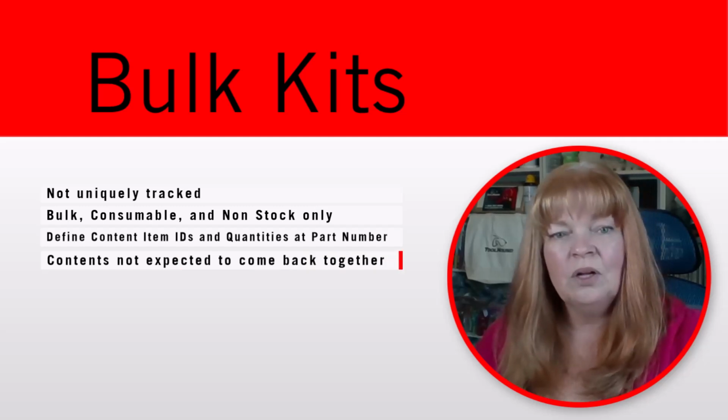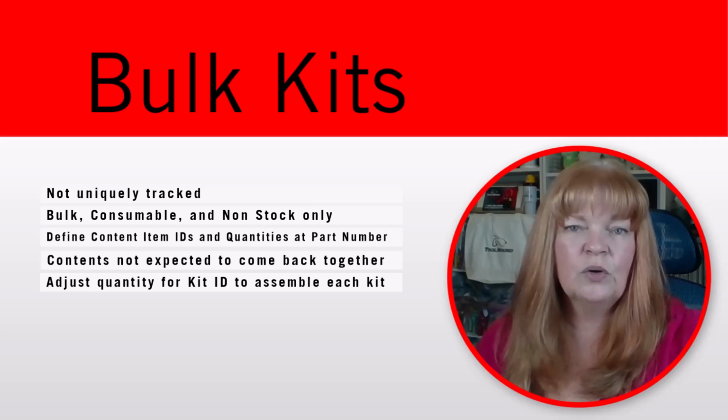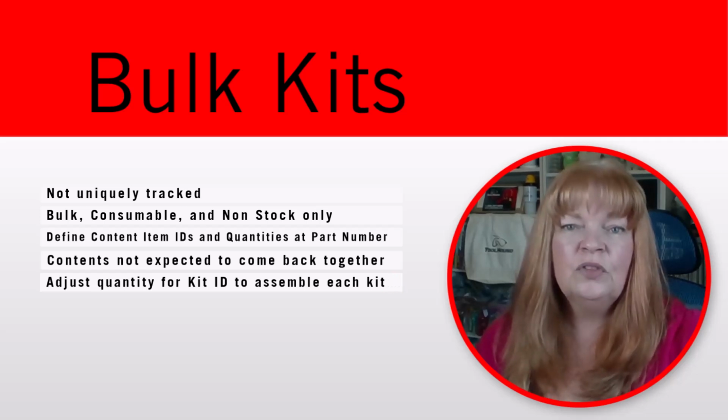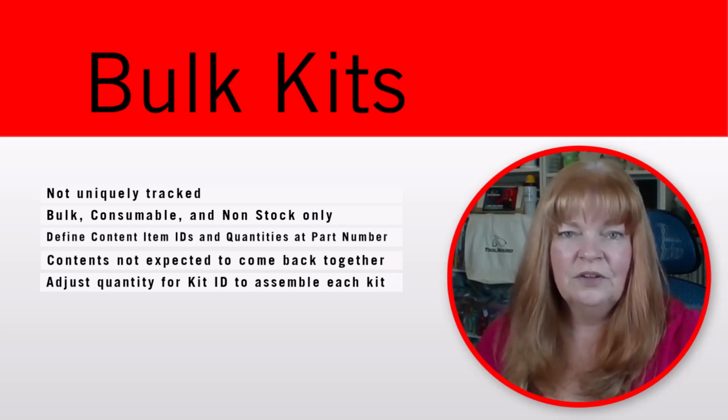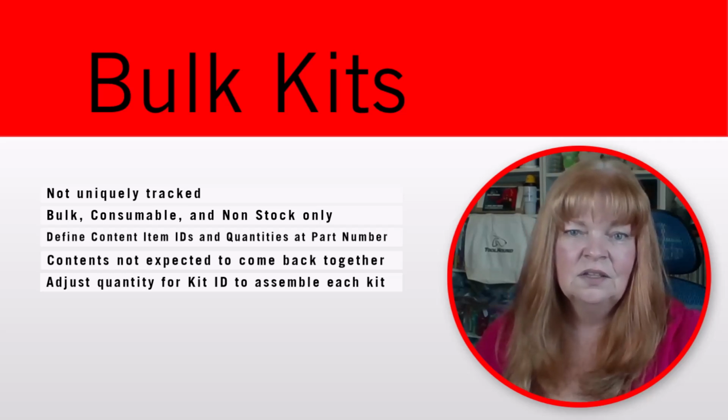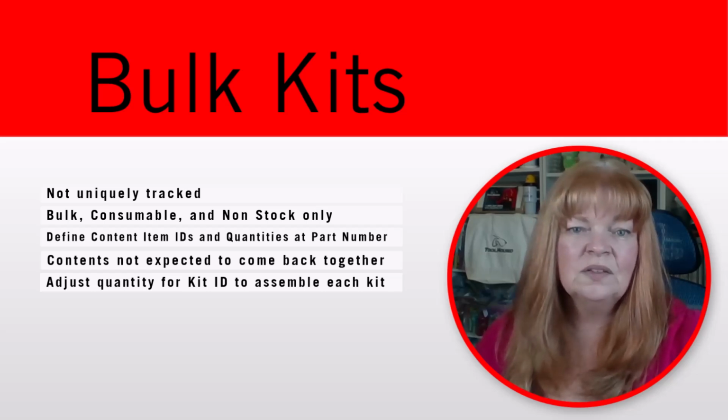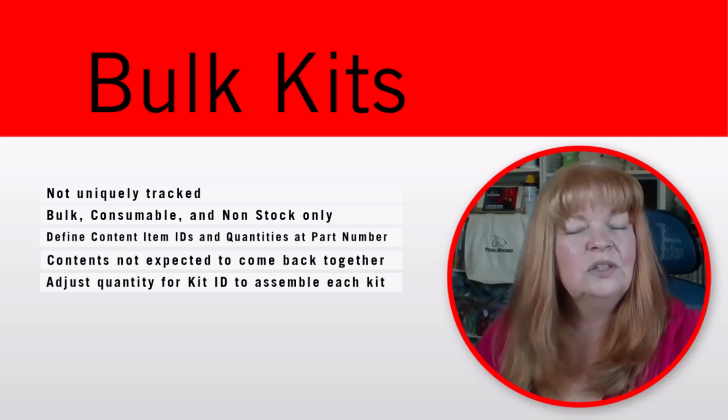When assembling bulk kits, the inventory adjustments are created for the kit ID to move the inventory from available stock into the kits. All components are added in the quantity required. An example of a bulk kit would be a standard PPE kit issued to each new hire.